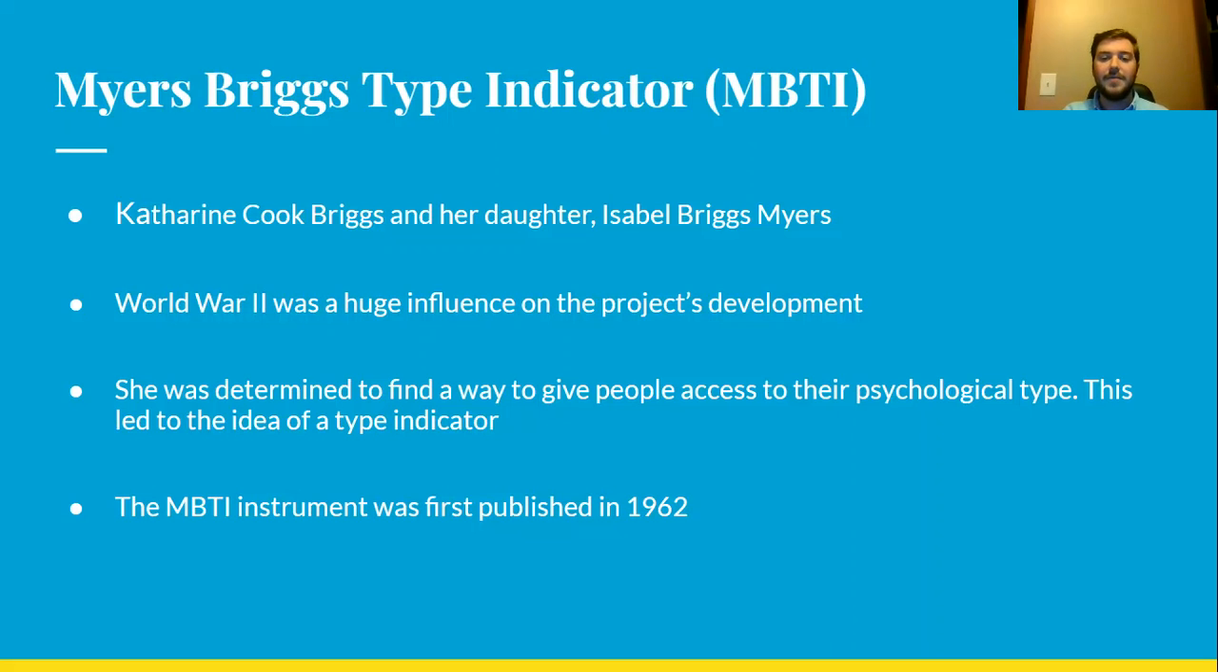Another part that influenced the Myers-Briggs Type Indicator was World War II. Katharine felt that if people could understand each other psychologically, everybody would be a more cohesive unit. Everybody's personality could find a way to mesh, and obviously that would be a pro during a time of war. So, because of this, she was determined to find a way to get people access to their psychological type, and this led to the idea of the type indicator. And then, after she worked on it for nearly 20 years, the Myers-Briggs Type Indicator instrument was first published in 1962.